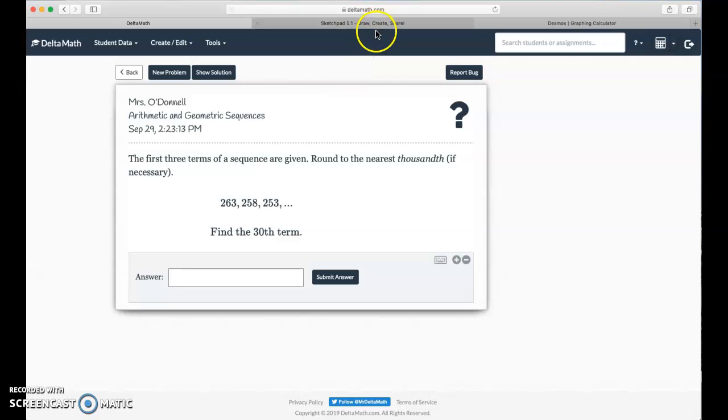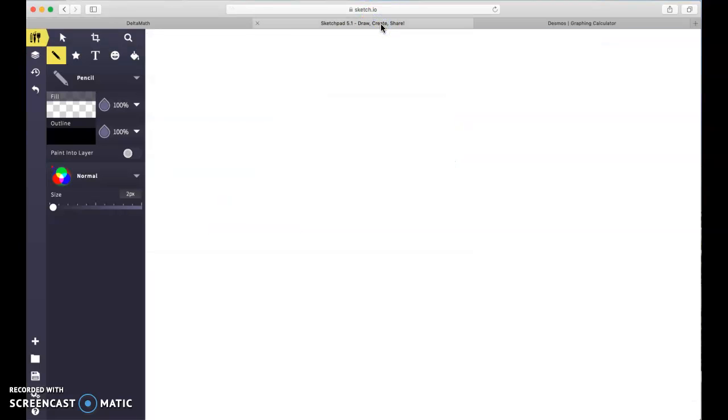All right, so let's hop over to our sketch pad. They want us to find the 30th term. Now 30 is a pretty high term number, so it's going to be hard to do that one using a recursive sequence. So we want to think about our explicit formulas. We want to write the explicit formula first, and then go from there.